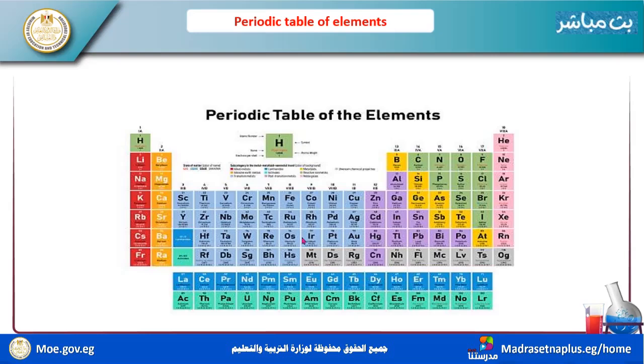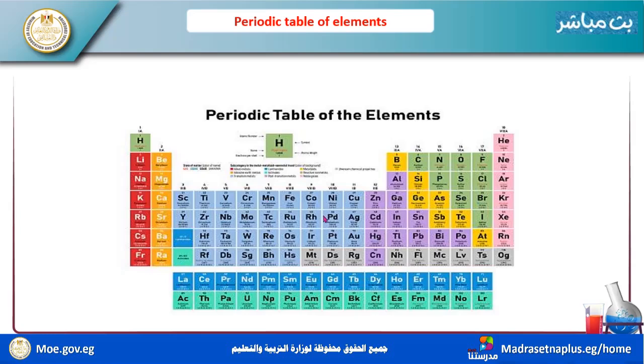From this example, you can choose chromium, 4s1 3d5, so it's 6B. Here zinc is 4s2 3d10, and 12, or 2B. We have copper, 4s1 3d10, and 1B or 11. Here manganese, 4s2 3d5, 7B or 7.